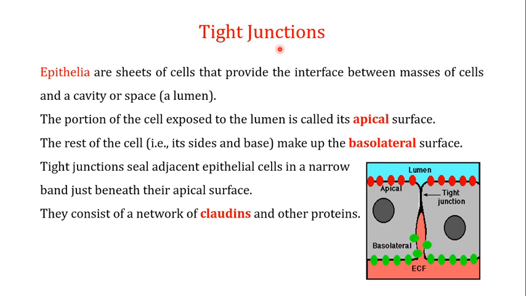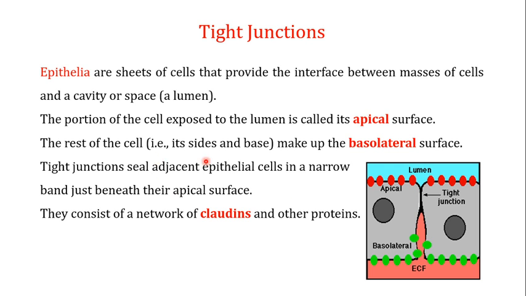Now, when we talk about the epithelial cells of animals, for example human beings, these epithelial cells are actually sheets of cells that provide the interface between masses of cells and a cavity or space. By that I mean they provide an interface for the lumen. The portion of the cell that is exposed to the lumen is called its apical surface. As you can see over here, if this is the lumen, the area of the cell that is exposed to this lumen is known as the apical surface.